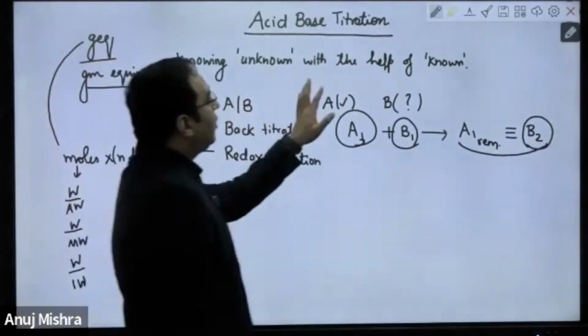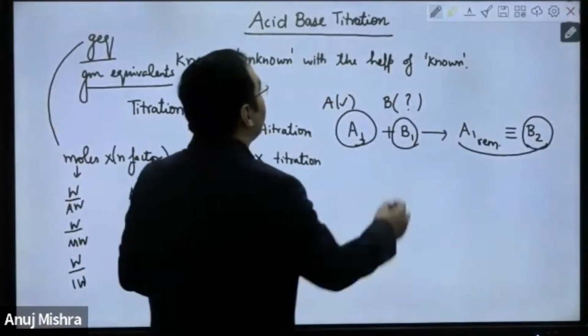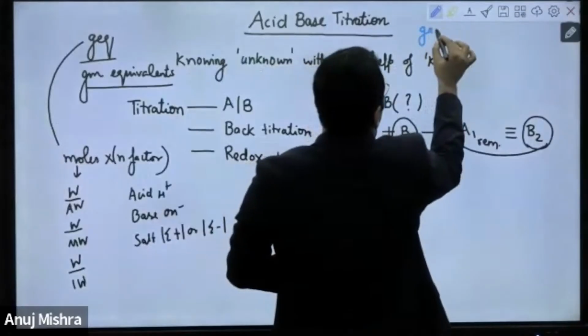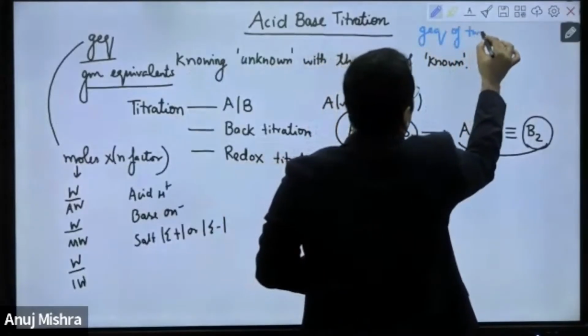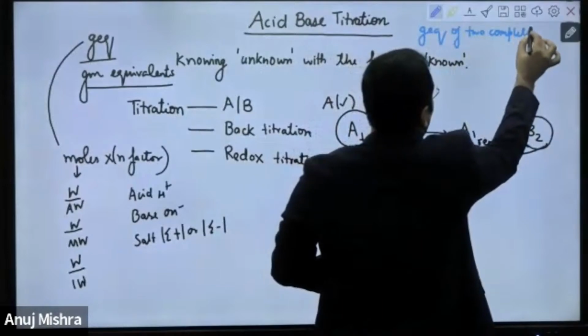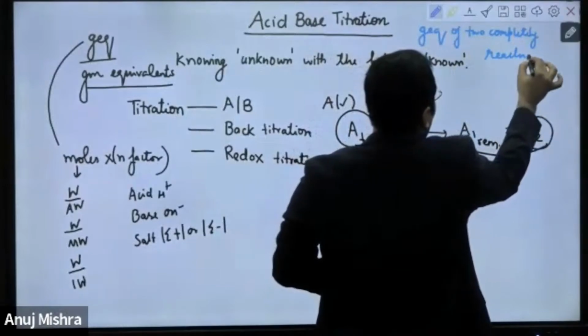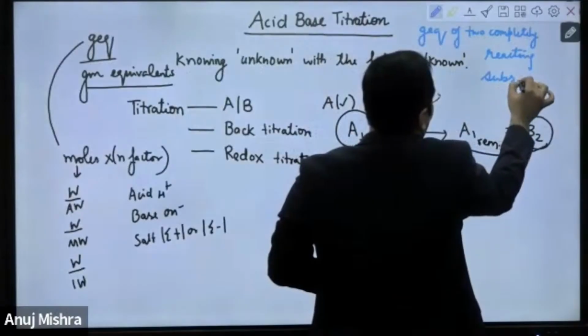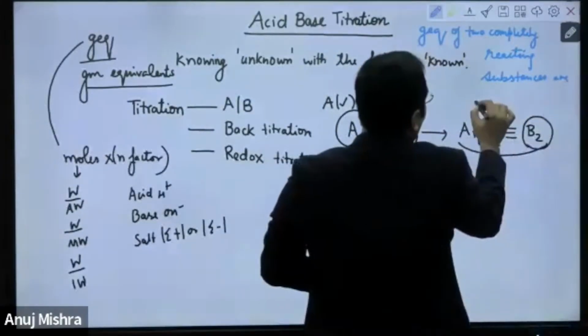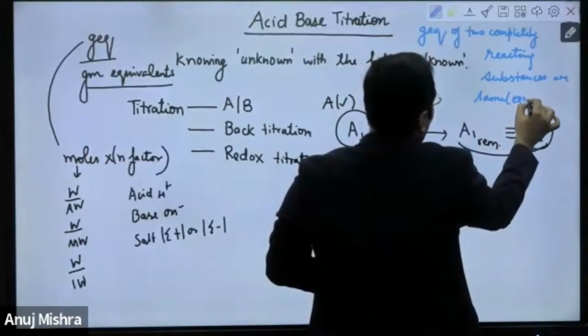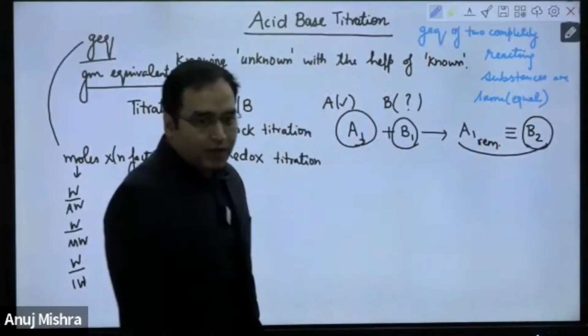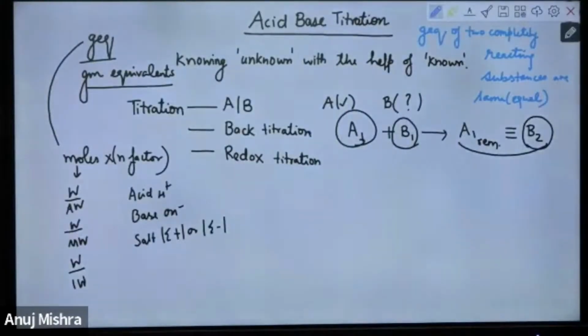And gram equivalents of two reacting things are always same. Just write on the slide: gram equivalents of two completely reacting substances are same or equal. ये basically rule है, ठीक है? इसका नाम ही है gram equivalent. The quantity which is equal for two different things. ठीक है? Is that okay? So gram equivalent is same for two reactant substances. A, B react करेगा तो दोनों के gram equivalent क्या होंगे? Same ही होंगे. Any problem in this part?